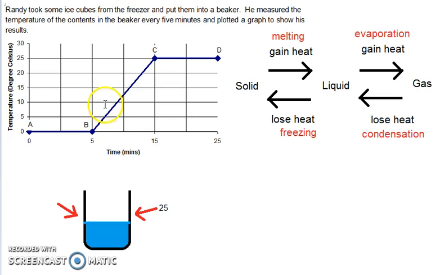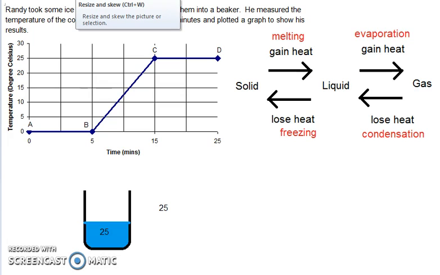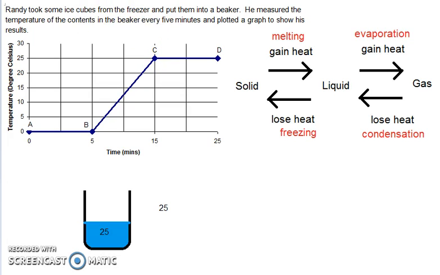Now once it reaches 25 degrees, the water inside is 25 degrees, and the outside of the beaker is also 25 degrees. There's no more heat transfer. Why? Because heat can only travel when there's a temperature difference. When the temperature is the same, there's no more heat gain, and the water inside and the temperature outside remain 25 degrees Celsius. Now that is when it is from C to D.